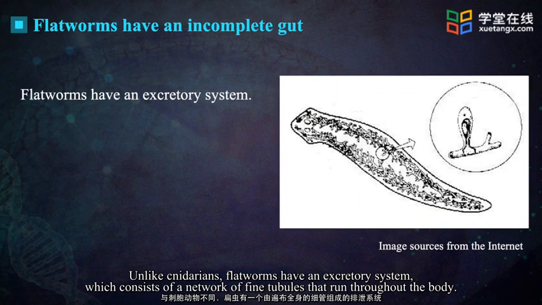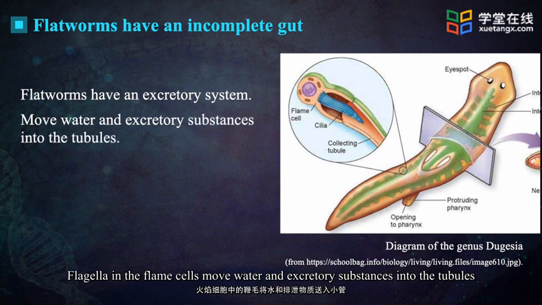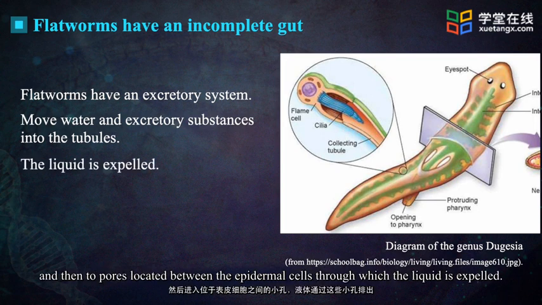Unlike cnidarians, flatworms have an excretory system, which consists of a network of fine tubules that run throughout the body. Bulb-like flame cells, so named because of the flickering movements of the flagella beating inside them, are located on the side branches of the tubules. Flagella in the flame cells move water and excretory substances into the tubules and then to pores located between the epidermal cells through which the liquid is expelled.